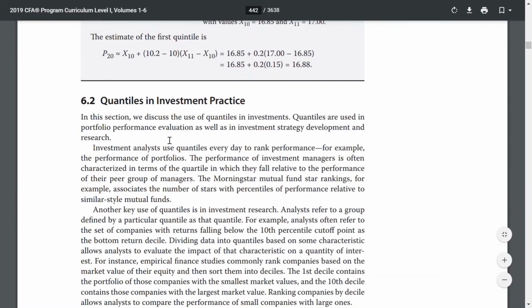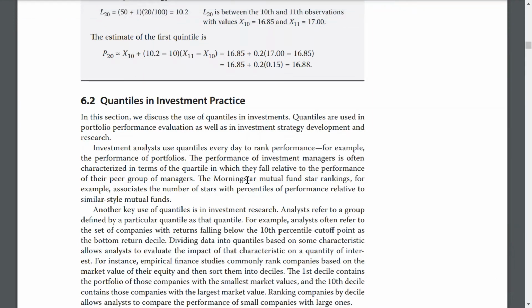Okay, 6.2, quantiles in investment practices. In this section, we discuss the use of quantiles in investment. Quantiles are used in portfolio performance evaluation, as well as investment strategy development and research. Investment analysts use quantiles every day to rank performances, for example, the performance of portfolios. The performance of investment managers is often characterized in terms of the quantiles in which they fall relative to the performance of their peer group of managers. The Morningstar Mutual Fund star ranking, for example, associates the number of stars with percentiles of performance relative to similar style mutual funds.